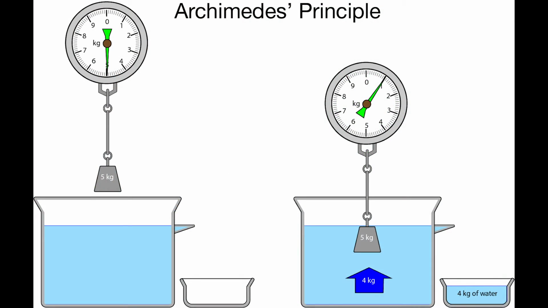For example, if we have a block that weighs 5 kilograms and we lower it slowly into water, some of the water will move out of the way. It is being displaced. If the amount of water that has been displaced equals 4 kilograms, a force of 4 kilograms will be pushing on the block. The buoyant force will reduce the weight of the block to 1 kilogram. If the water displaced were 5 kilograms, the block would be weightless and therefore float.